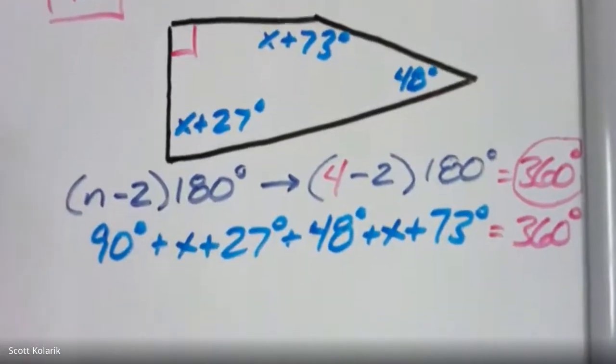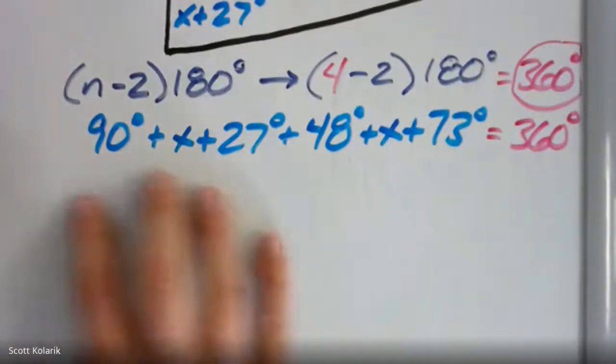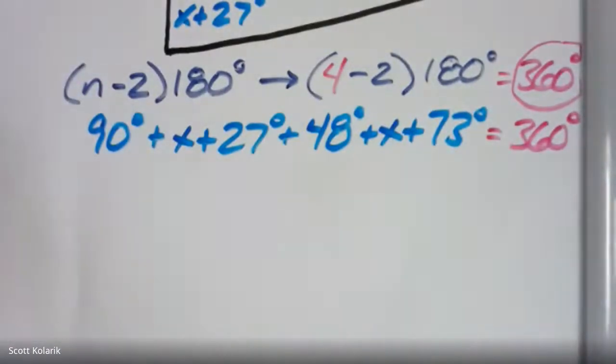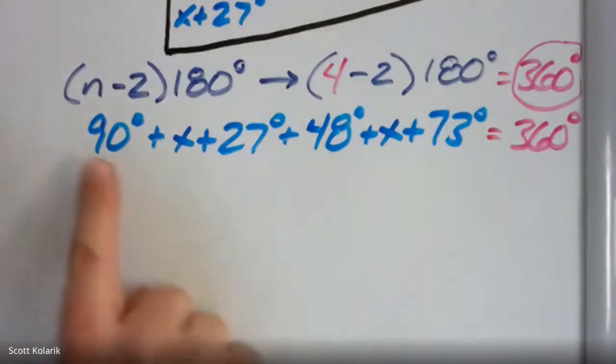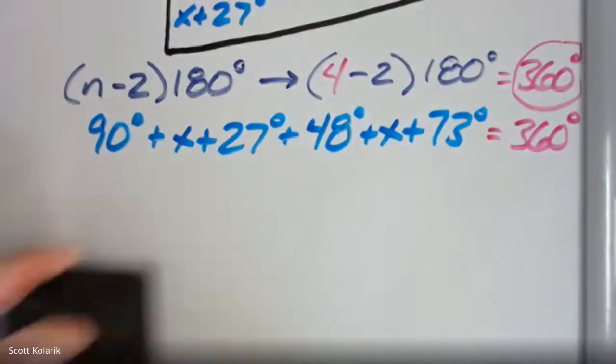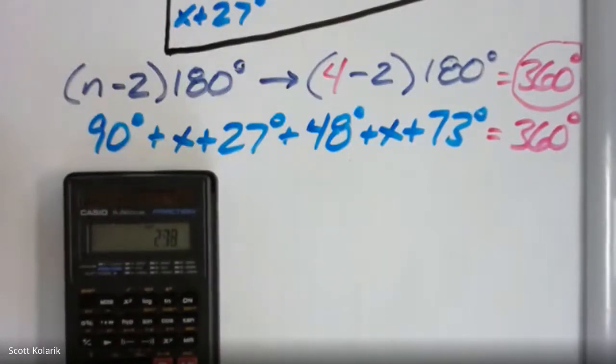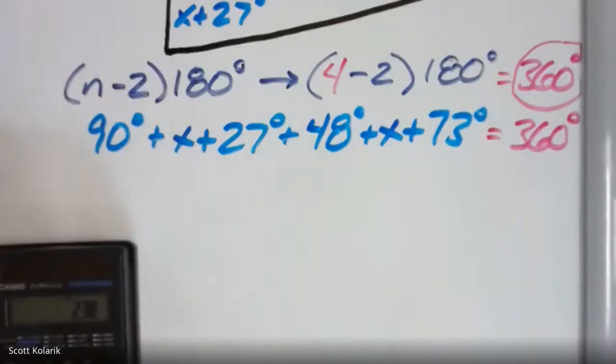At this point, this is now a traditional algebraic equation. I have a bunch of stuff equaling something, and my job is now to solve for the variable using traditional methods, namely collect like terms and then move stuff away from the variable using inverse operations. So let's go through that right now. If I combine my 4 numbers right here, don't be a hero, use a calculator. 90 plus 27 plus 48 plus 73 gives me 238.